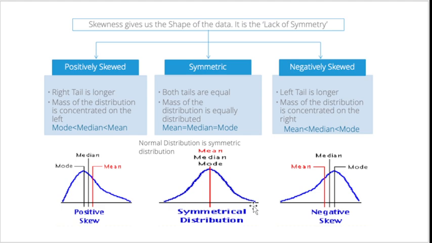We have three types of curves: positively skewed curve, negatively skewed curve and symmetrical distribution. We can see that in the positively skewed curve, our mode will be the highest. Here the frequencies are on the left-hand side. Then this will be our median and this will be our mean. Same here, we can see that. If you have any query, kindly ask.